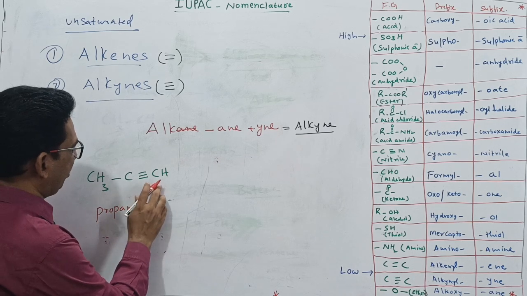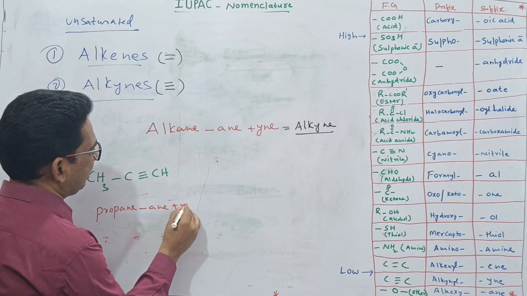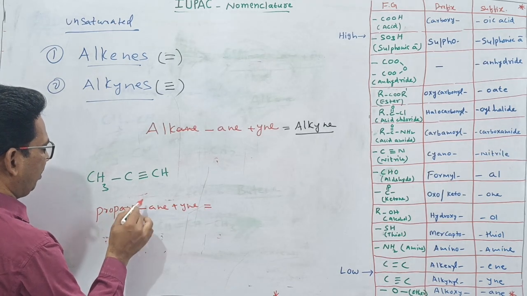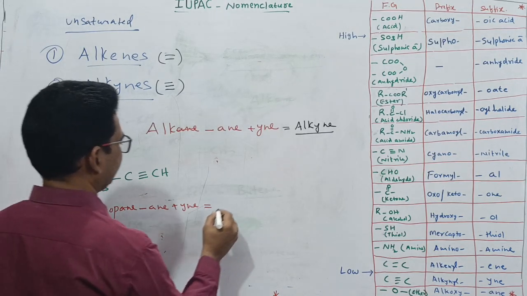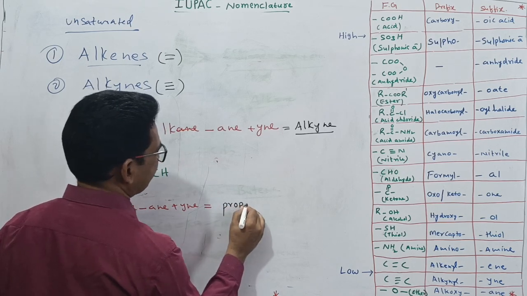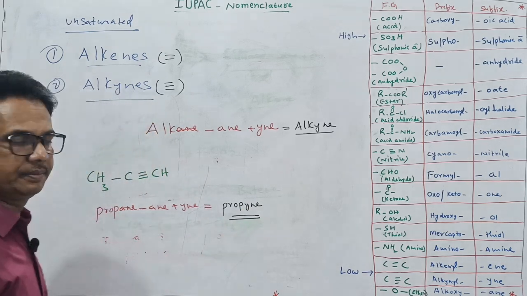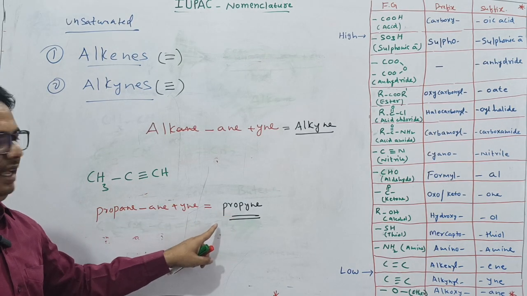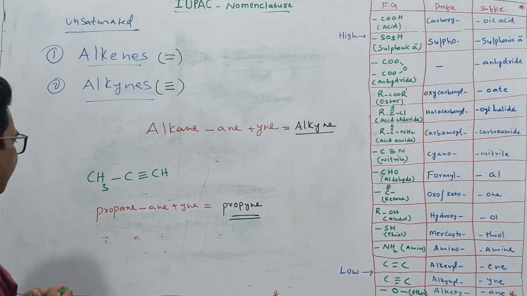But here what is there? A triple bond is there. That's why minus ane plus yne. When the ane goes out, what remains there? Prop plus yne. It means propyne. The triple bond is at the first position. That's why I am not giving numbering here also. I wrote propyne. Then how can you write the butyne next?